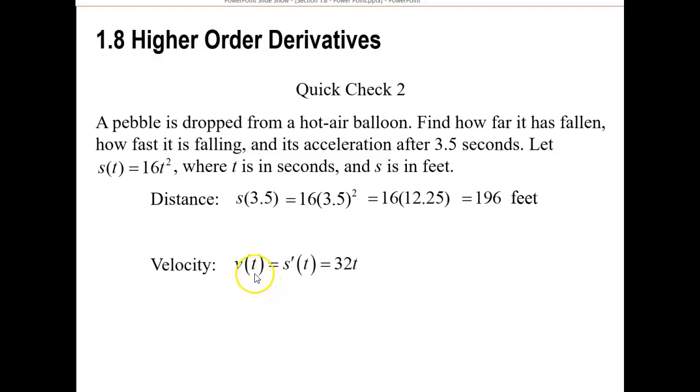Velocity is the derivative of position. So our position function is 16t squared. That means our velocity function is 32t. So find our function first. Then we're going to find velocity at the time they gave us, 3.5. So that's 32 times 3.5, or 112 feet per second, because time is in seconds.